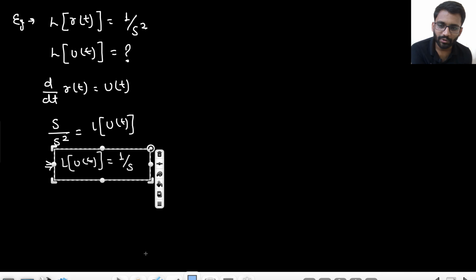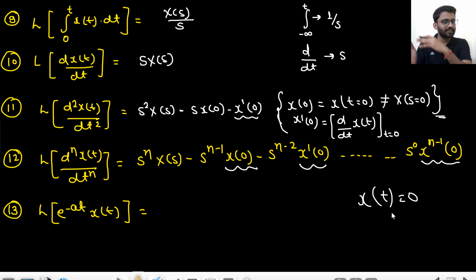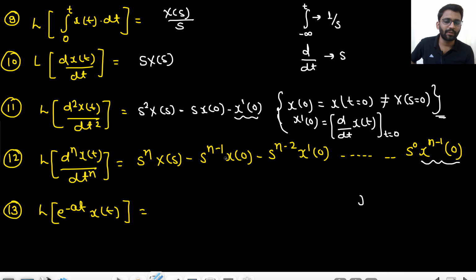Okay, so in most of the cases what happens is that these conditions will not even come, because there will be no initial condition. Your x of t would be 0 for t less than 0, like there would be no initial condition. Even if there is an initial condition, then only these things will come. Okay, so you will not have to use these examples. Actually you will only have to use this term, the first term only.